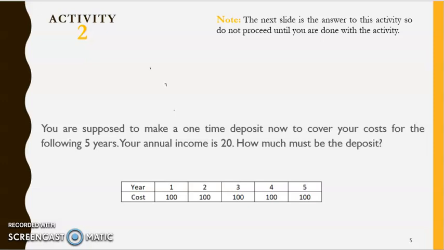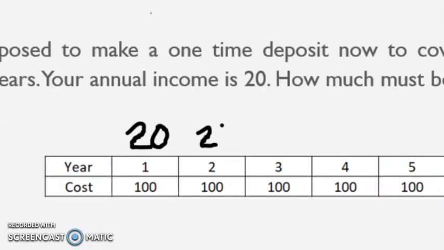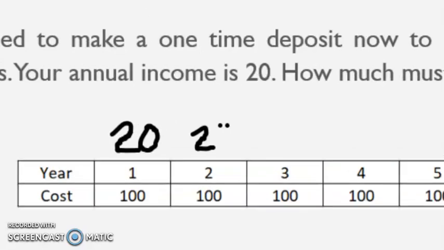Let's check how it happens with the deposit. See, for cost, everything is the same as before. But here you also have income that I'm going to put here. You have it for each year, $20, as you can see.